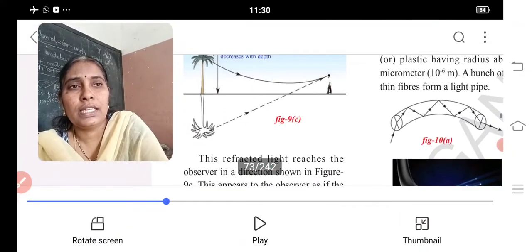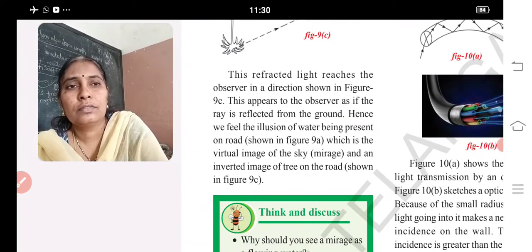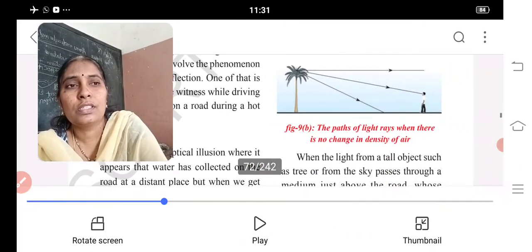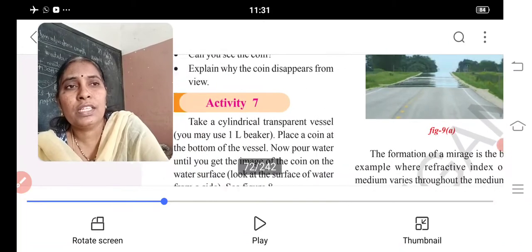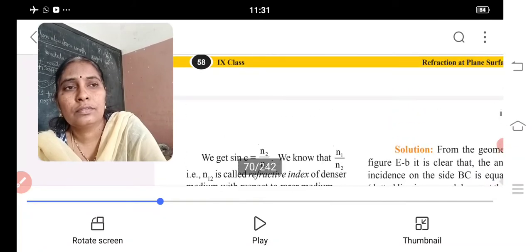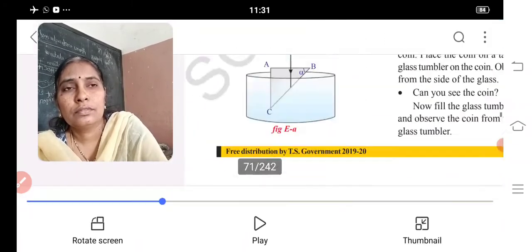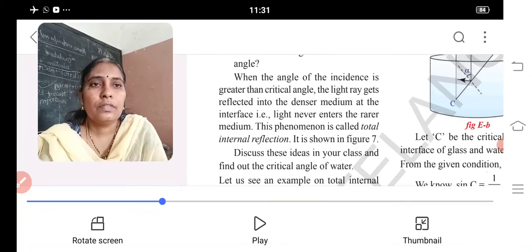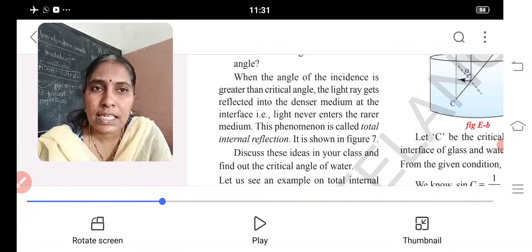Applications of total internal reflection. Application means use. How is total internal reflection used in our day-to-day life? See, when the angle of incidence is greater than the critical angle, the light ray gets reflected in the denser medium at the interface. The light ray never enters the rarer medium. This phenomenon is called total internal reflection.